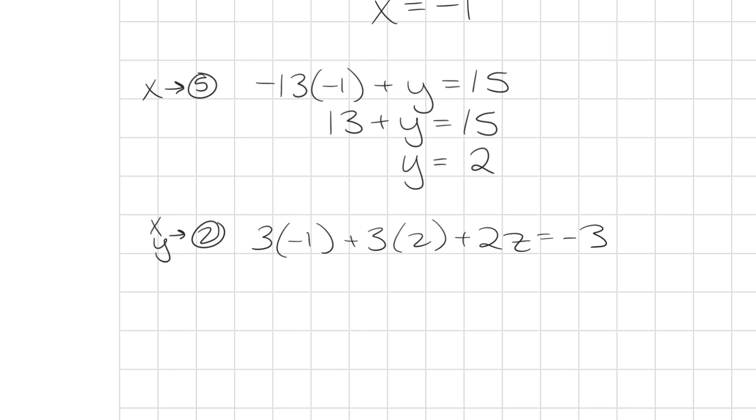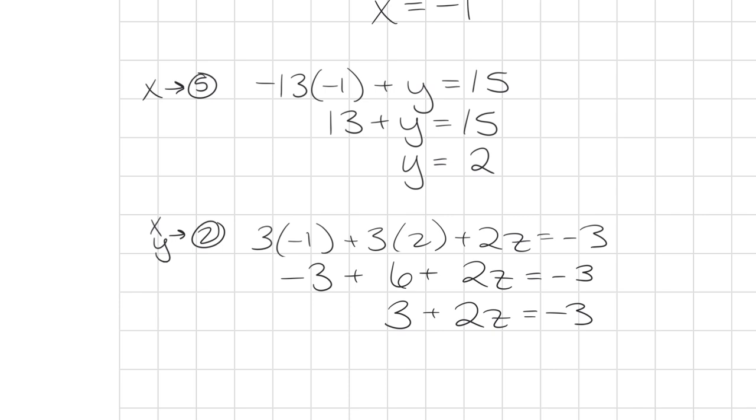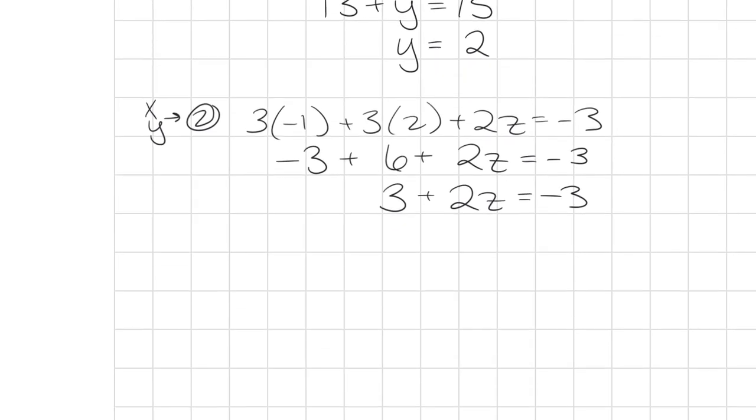One variable, one equation. We can solve this. It's negative 3 plus 6 plus 2z equal to negative 3. Or if you condense negative 3 and 6 together, that's 3 plus 2z equal to negative 3. Subtract 3 from both sides. That's 2z equal to negative 6, or z equal to negative 3.